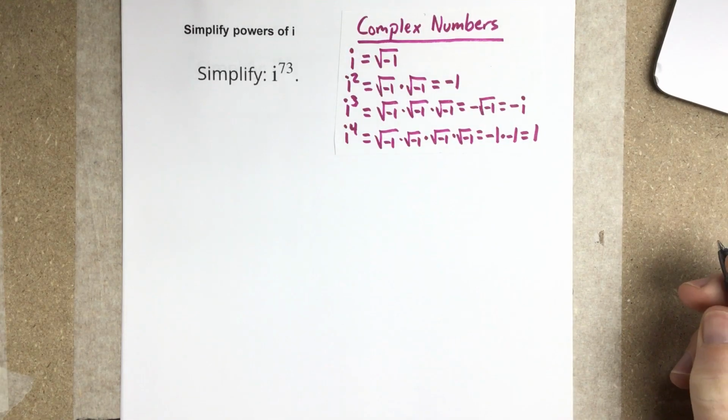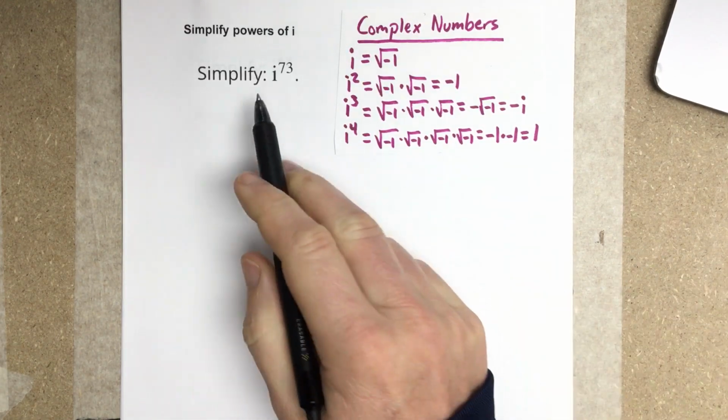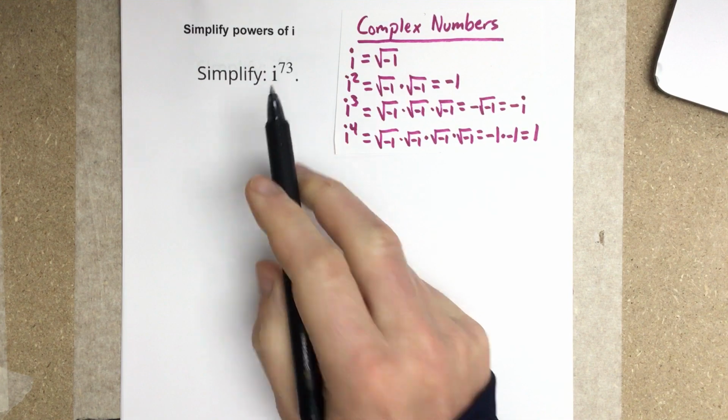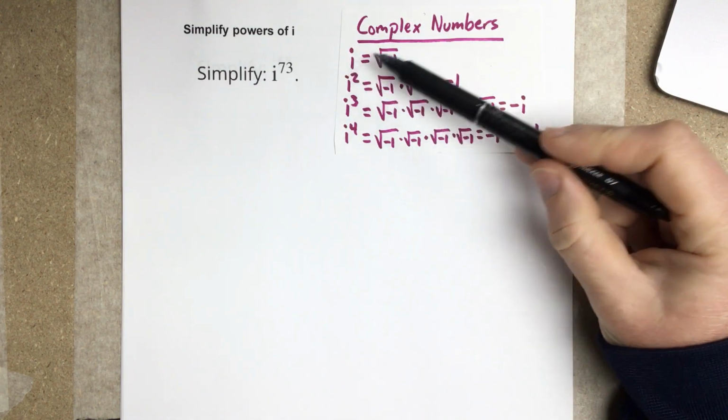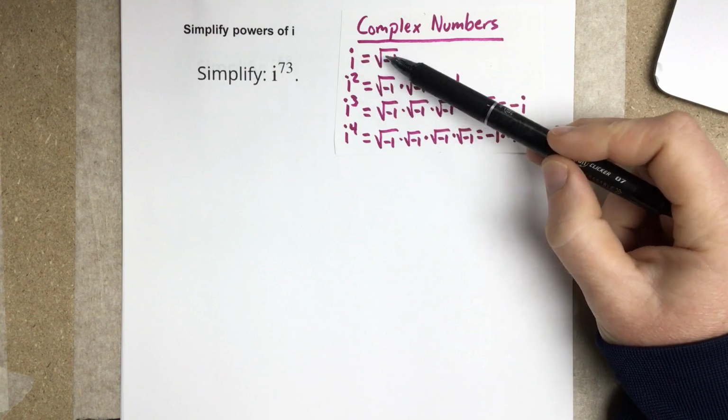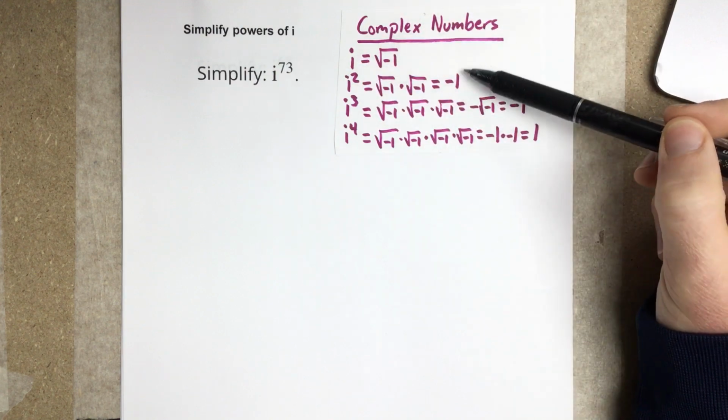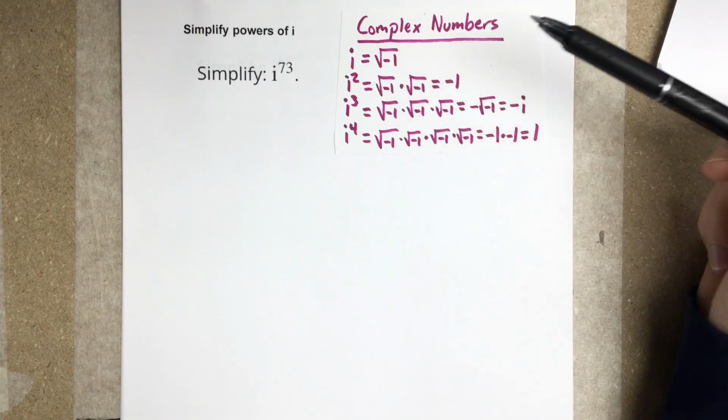In this video, we're going to simplify powers of i. It says simplify i to the 73rd. Now, if you look at the complex numbers, i gives you root of -1. i is root of -1. i squared is -1 when you take root of -1 times root of -1.